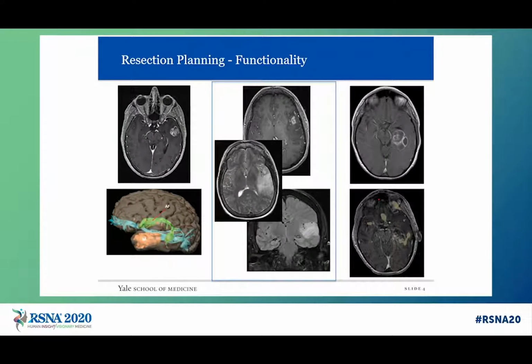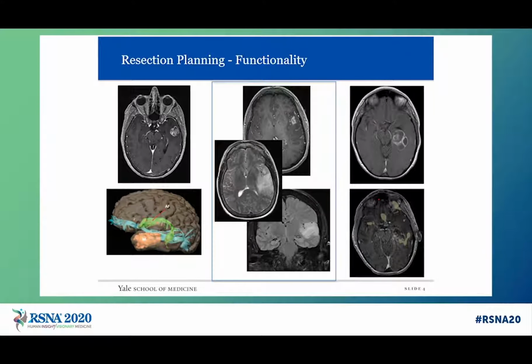The last factor to consider in extent of resection is functionality, which is unique to the central nervous system. And so in these three examples of temporal lobe lesions, the ability to map functionally critical speech pathways determines extent of resection. In the first patient on the left, the arcuate fasciculus is clearly demonstrated to be pushed posteriorly and superiorly, allowing complete resection of this lesion.